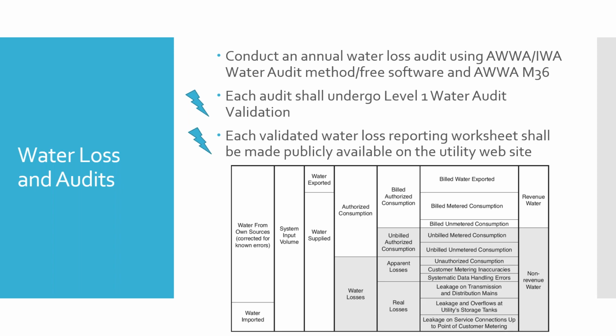And that's important because the utility is going to take actions that are based on the results of that audit. So they should want to make sure that it's high quality. In the interest of transparency, the standard also asks the utility to make the audit worksheet available to the public on their website. And I can understand where this might cause concern for some, especially if they show that they have a lot of water loss.